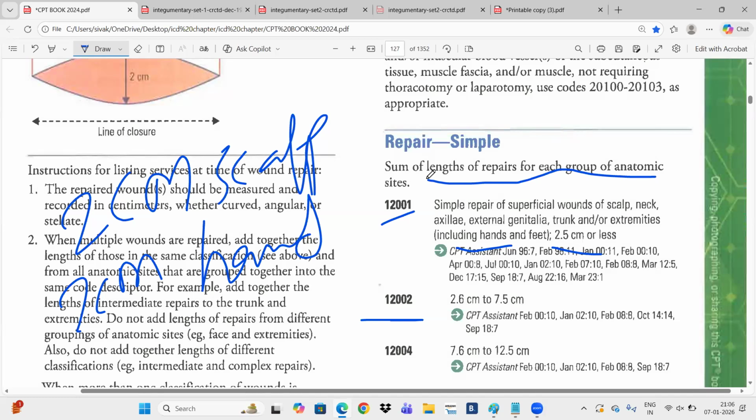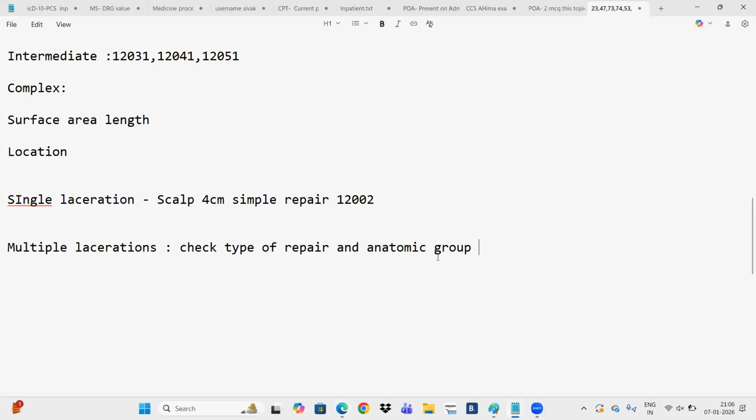Suppose whenever they performed a different type of repair. Different type of repair. One intermediate, one simple repair. Intermediate 2 centimeter hand, simple 3 centimeter face. How do we need to go?